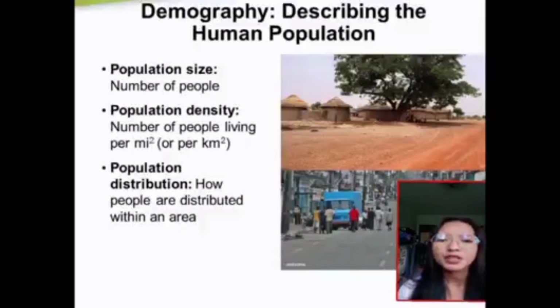And the population distribution, how people are distributed within an area. When we talk about population distribution, it's all about how people are spread across the earth. When we study population distribution, we examine why some places have populations which are more tightly packed than others.